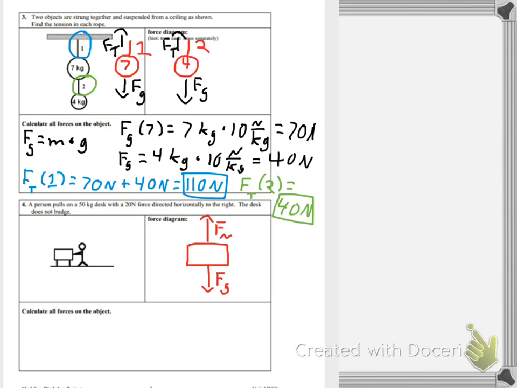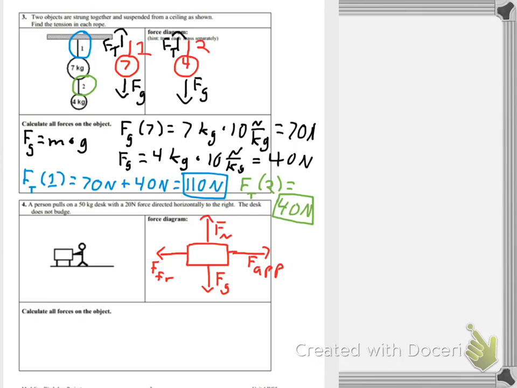We have 20 newtons of force being applied to the right because he's trying to pull the desk. So we will have an applied force, and then in order for that applied force to be balanced, because the object is not moving so the forces have to be balanced, there will be a frictional force acting against it.